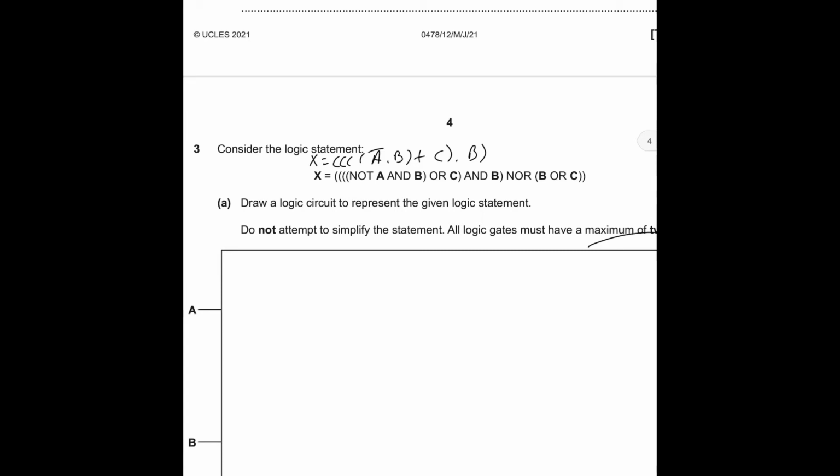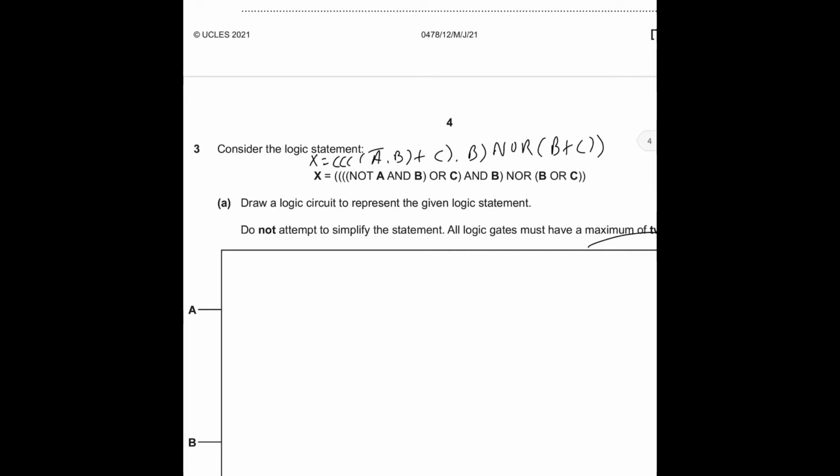I'm not sure what the symbol for NOR is. Let me see. A NOR gate, based on the output, should have its own symbol, but it doesn't matter. Just leave it as NOR. So B plus C, it's NOR. NOR is basically the NOT of B or C, so it makes no difference. You can just put a bar on top, and I'm just going to leave it like that.